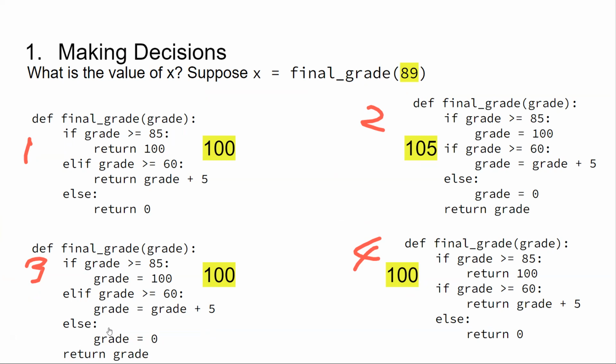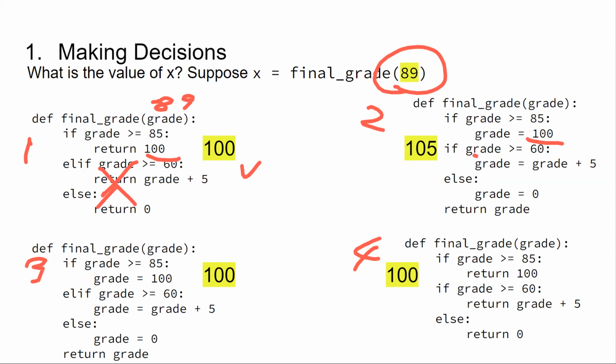So why is that? Let's check each of them. You pass in 89 for case one, and you have, if grade is greater than 85, it is, so just return and you don't have to look into the rest. So this is 100. For the second one, it is 89, so if grade is greater than 85, the grade is 100. So temporarily the grade is changed to 100. And for the next, it's not else if, it's only a single if.